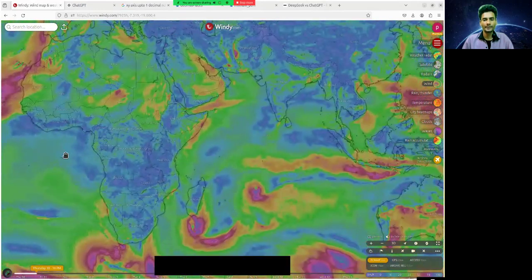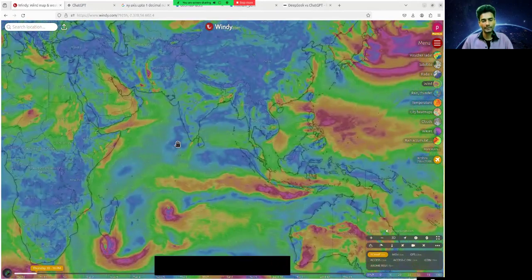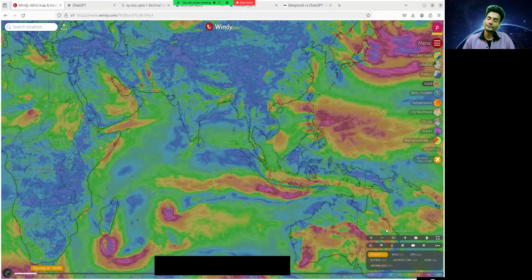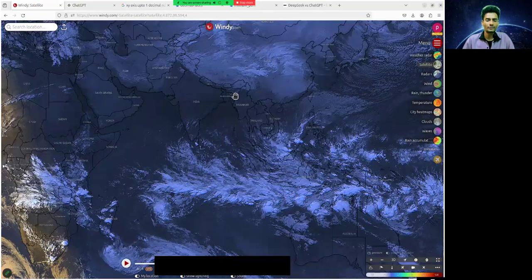So in today's video, we'll be looking at the weather conditions which are going to prevail over the Indian subcontinent and tropics in general in the next 7 to 15 days. So let's get started with today's satellite image, which will show us the current status of the weather events.